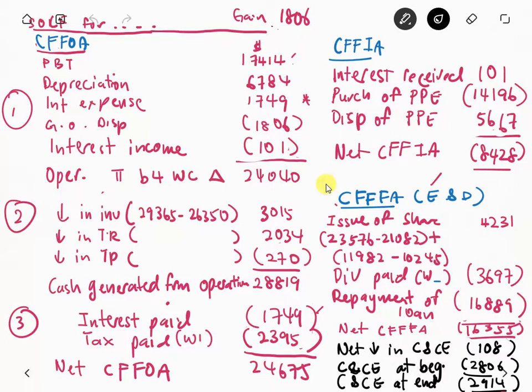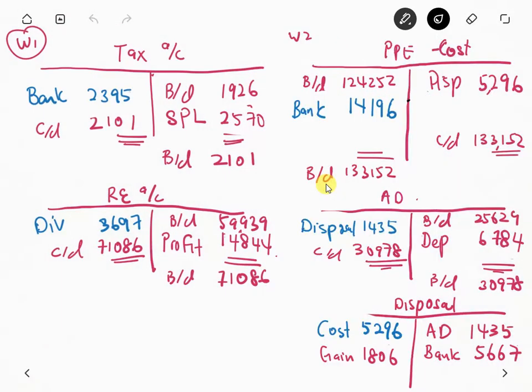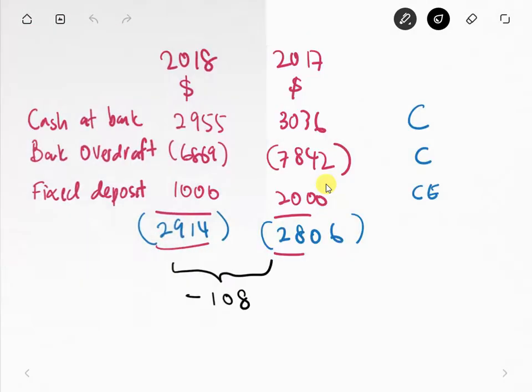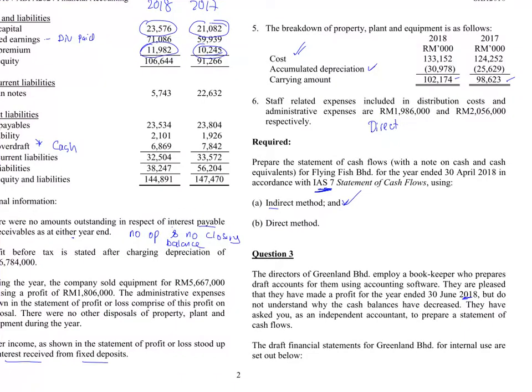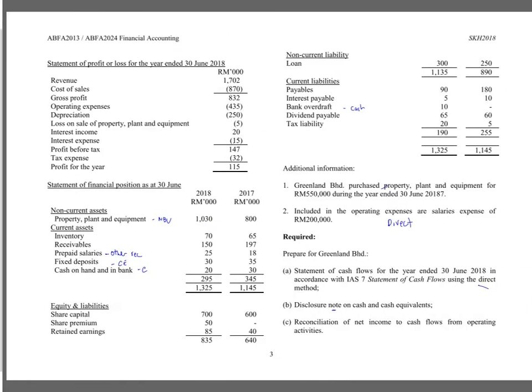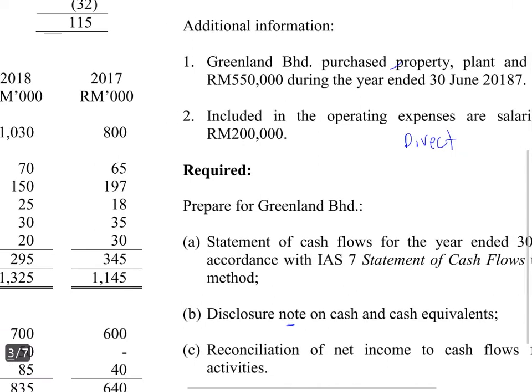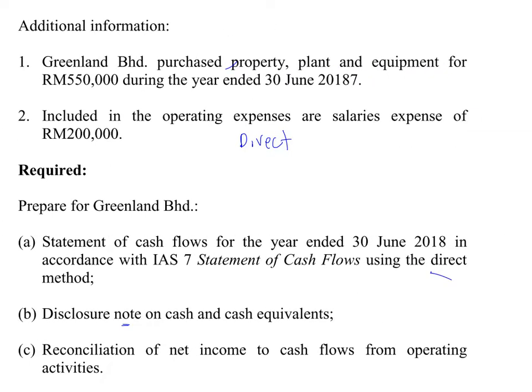Now, question 3. You are required to prepare statement of cash flow in accordance to IAS 7 using direct method. Have you learned the direct method lecture? Yes. Over here I haven't discussed, correct?